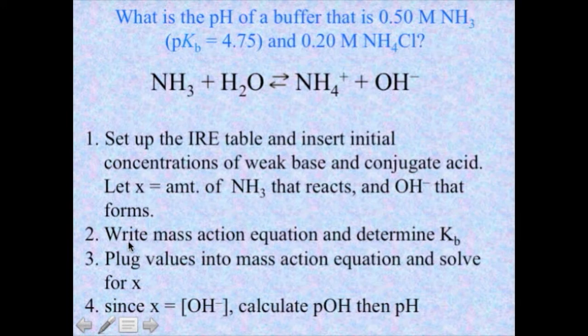And then, again, instead of using the Henderson equation, we write the mass action equation and determine Kb from the pKb. And we plug values into the mass action equation and solve for X. Here we have to remember that X equals the hydroxide concentration, and if the question is asking for pH, we have to convert that into pH. So turn off your playback, try to do this problem, come back, and we'll talk about it.